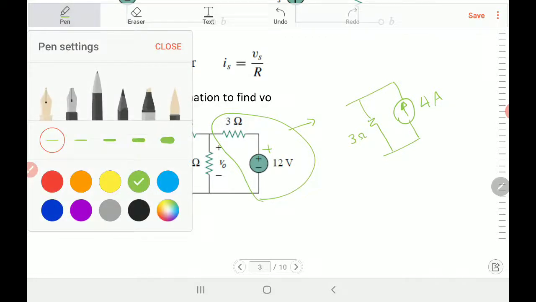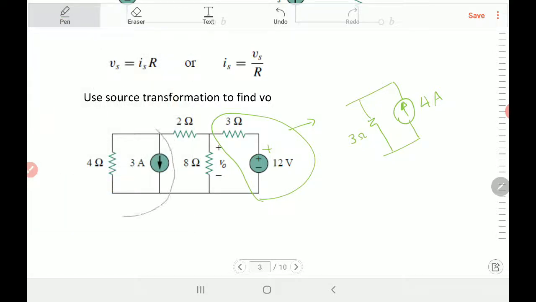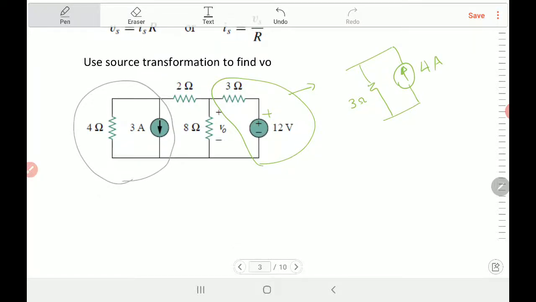Okay, you have another one here. You are going to transform this current source in parallel with 4 ohm, so you can transform it to a voltage source. How do we do that? This is the voltage source. The magnitude of the voltage source is equal to 4 times 3. That's equal to 12 volts. And in series with 4 ohm.